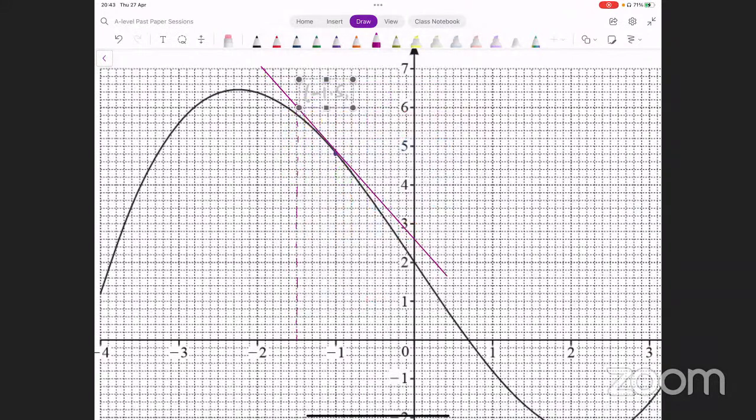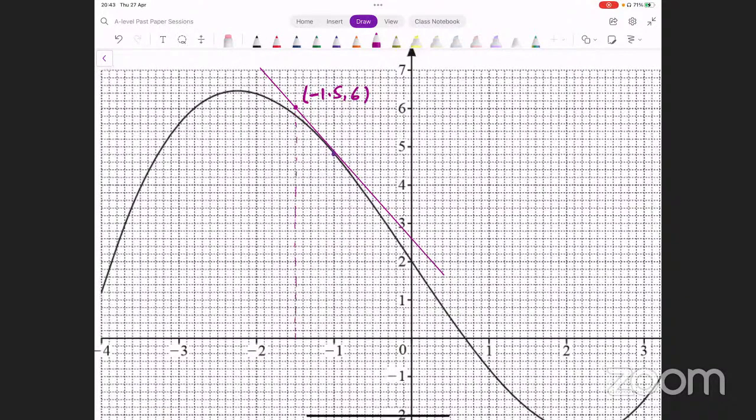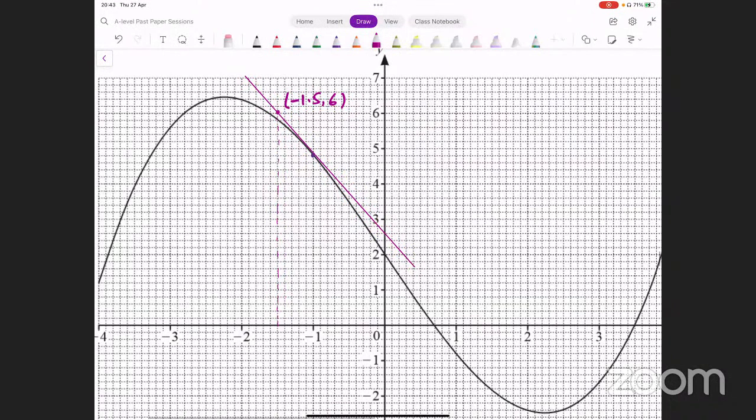Okay, x value is minus 1.5, and what about the y value? Y value is 6. This is one point that I have. Okay, let's take another point on the other side. यहाँ पे कोई point हम देख लेते हैं. Yeah, you could take this point for instance.